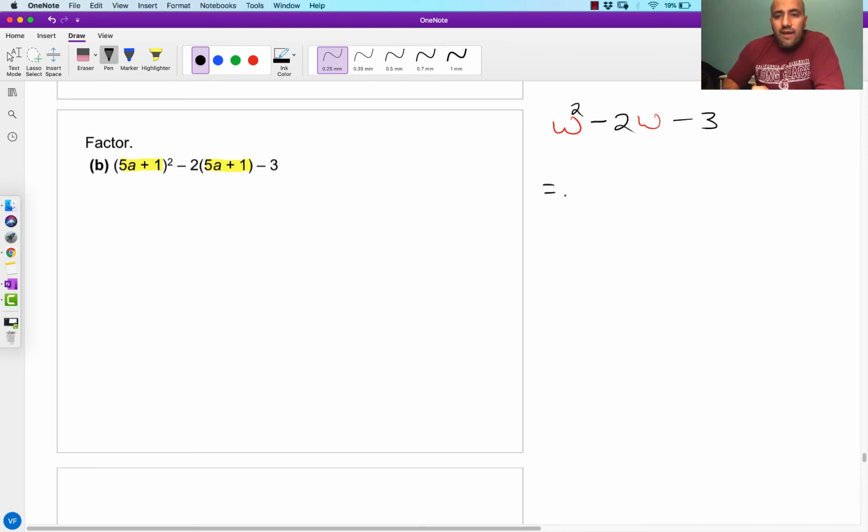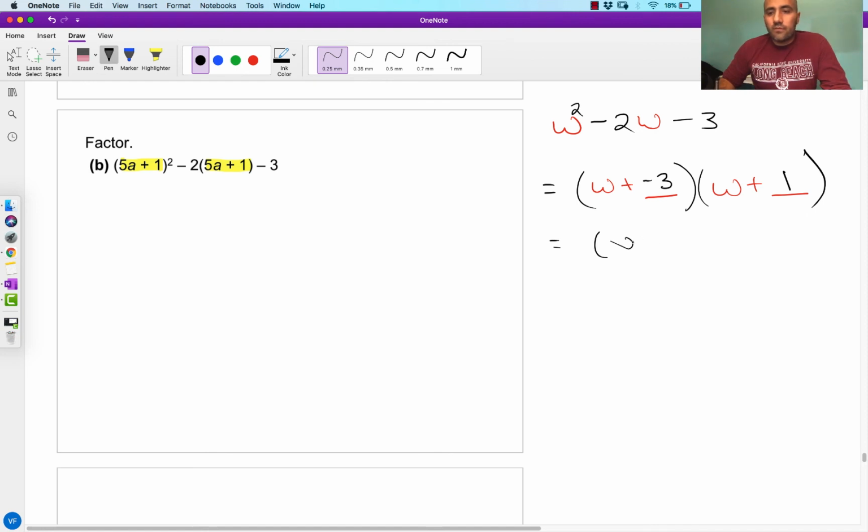So this, if it's going to factor, would factor into w plus blank times w plus blank, and it must be the case that these two numbers multiply to -3, but they add to -2. Now, we already did that. That's going to be equal to -3 and +1. They multiply to -3 and they add to -2. Or, again, simplifying it, would be w minus 3 and w plus 1. Okay, that's how we would factor it.